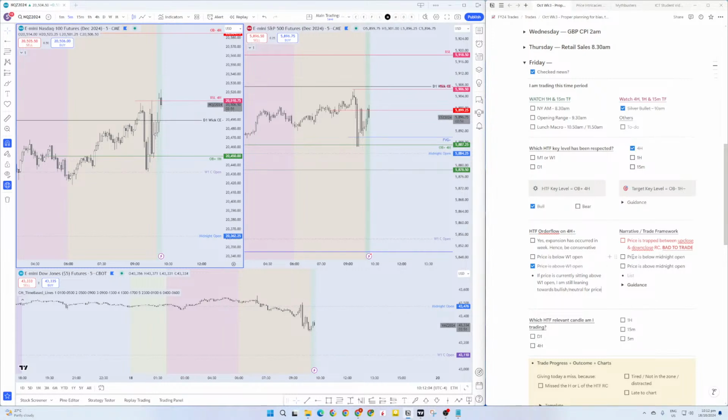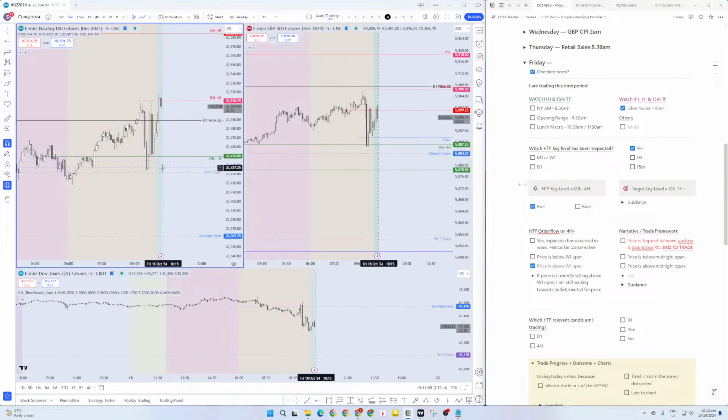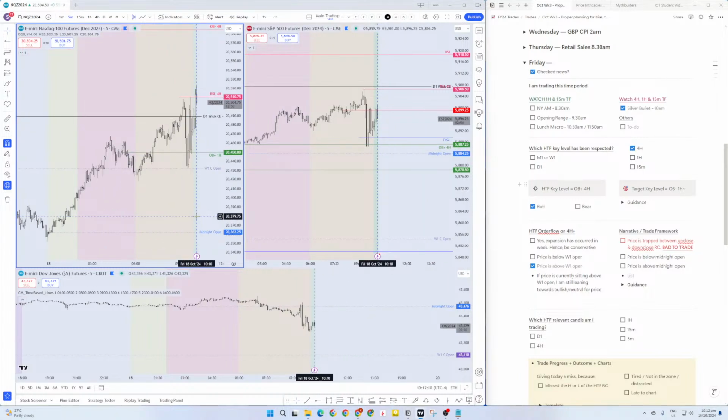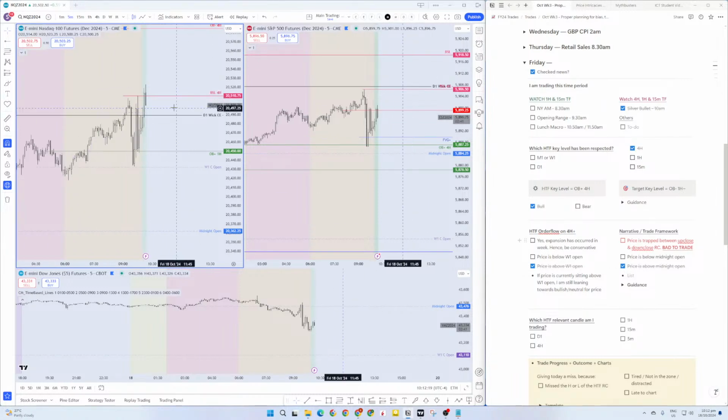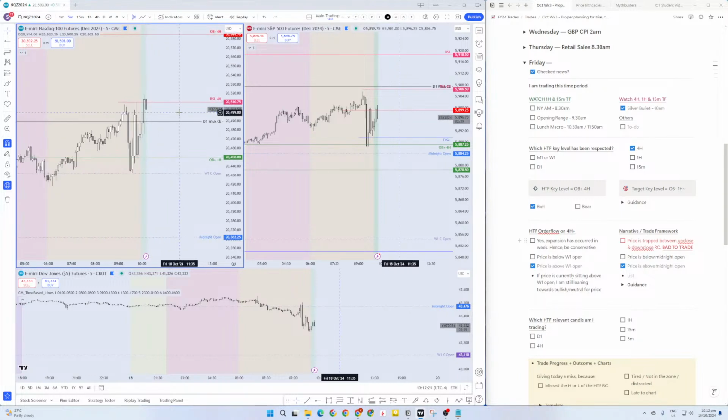Next. Above or below midnight open? Midnight open is here for ES. Midnight open is here for NQ. So above, right? Both are above. If you want to short, I wouldn't say you confirm going to lose, but it will take more skills to short.